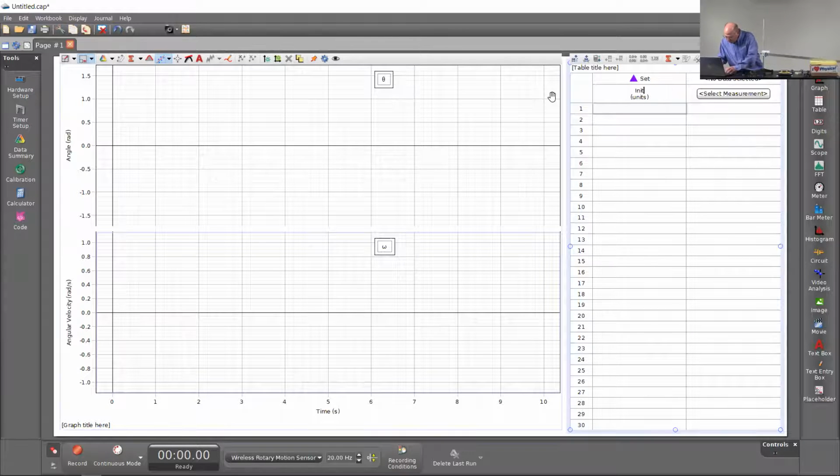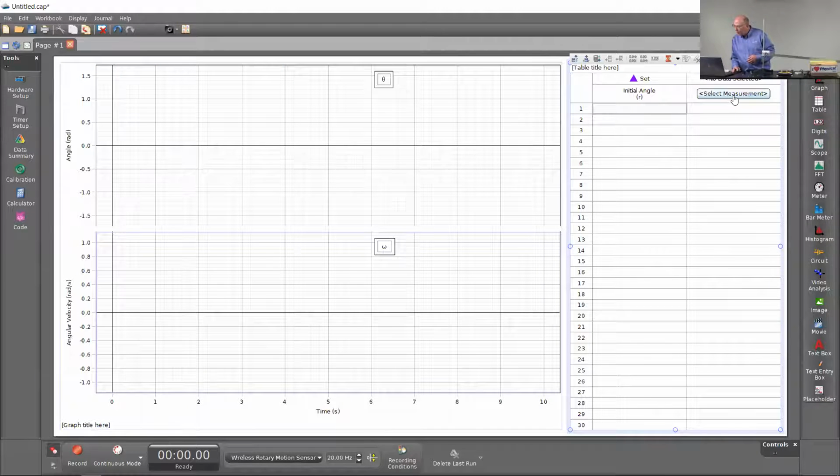And so I'm going to call that initial angle. You can put theta if you want in there. It'll be quick. And then for units, radians. You could use degrees if you want. I'm going to use radians.